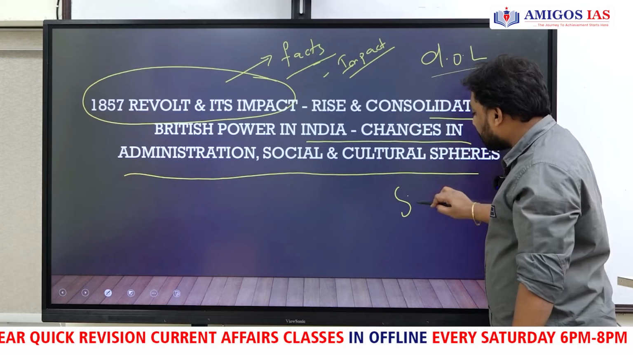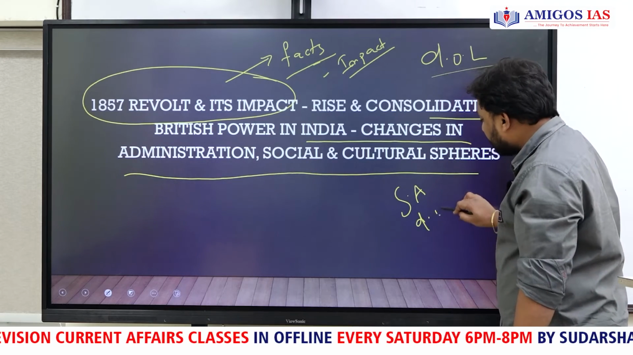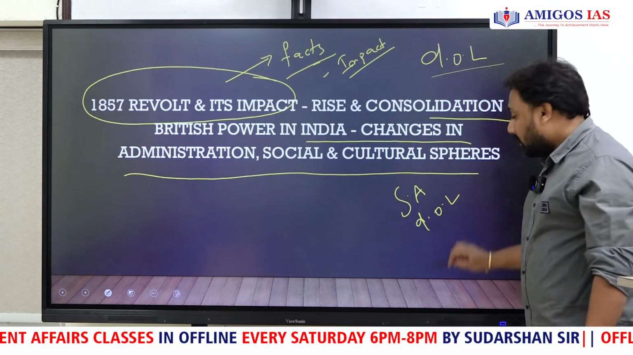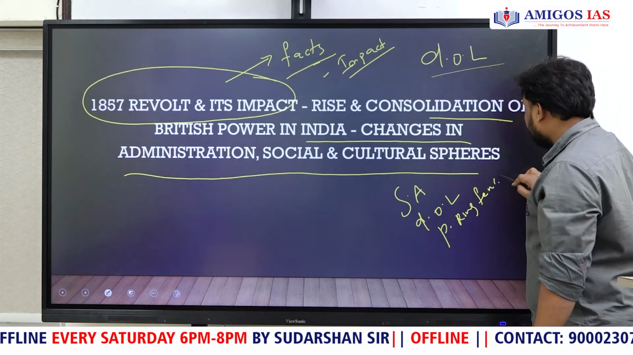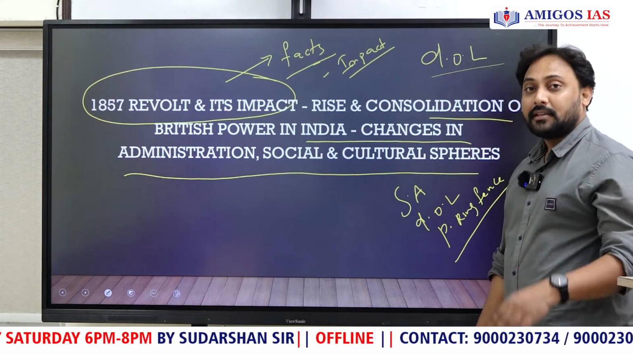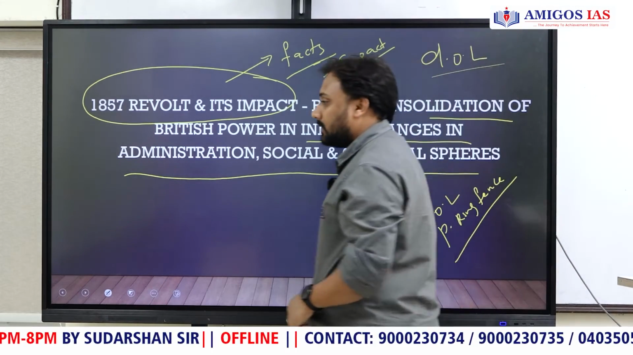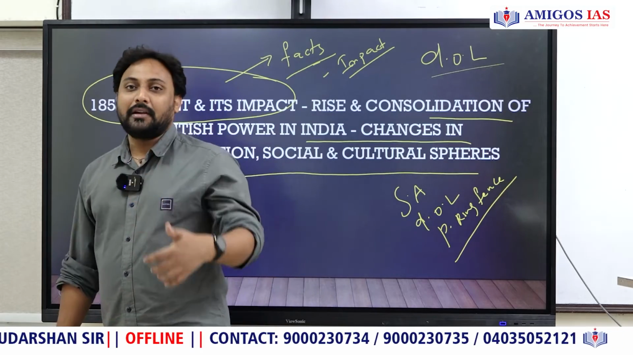Policies are more important. Subsidiary Alliance, Doctrine of Lapse, Policy of Ring Fence. Policy of ring fence is the most important. Okay, these are the 3 important imperial policies.